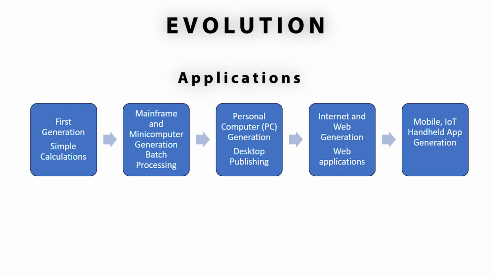Mobile and app generation is the latest one and emerged with the proliferation of smartphones and mobile devices in the 2000s. Mobile applications became popular with growth of cloud computing, mobile internet, and the Internet of Things. There can be overlap and ongoing advancement within each of these generations.